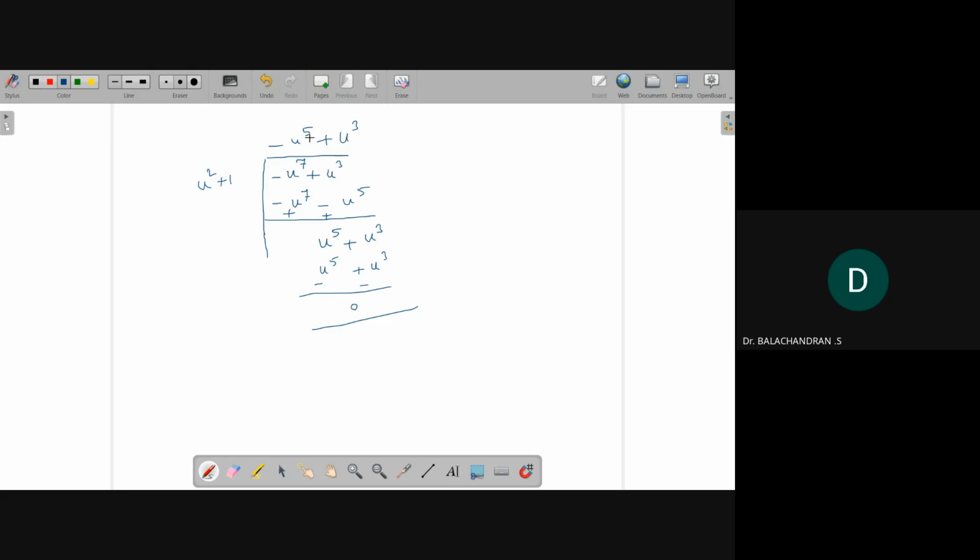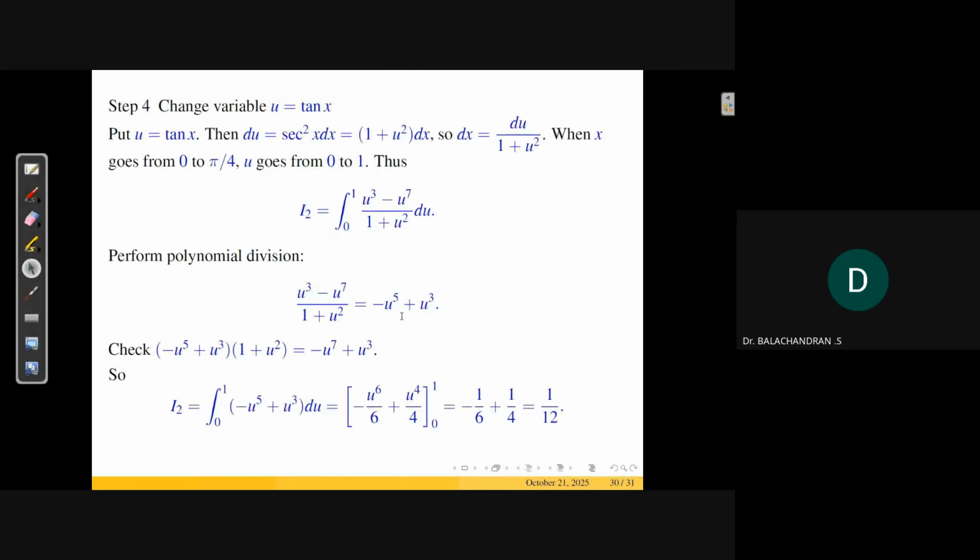Minus u power 5 plus u cube. So if you divide this term by this term, you'll get minus u power 5 plus u cube. Now instead of this term, I am going to replace by this term. So I2 is equal to integral 0 to 1 of minus u power 5 plus u cube into du.